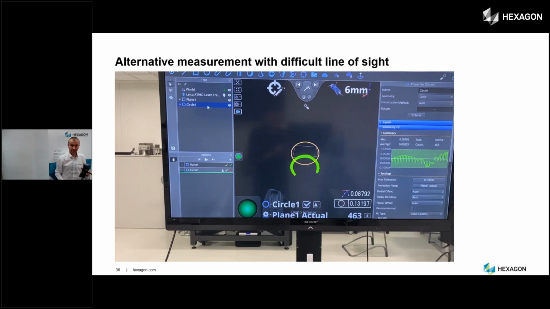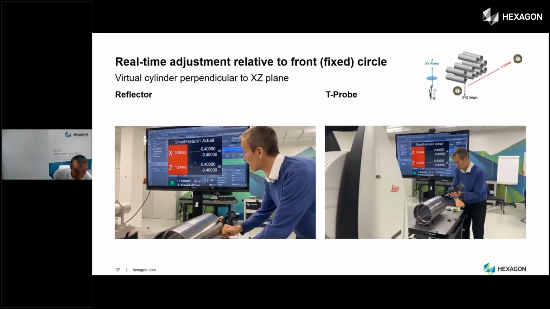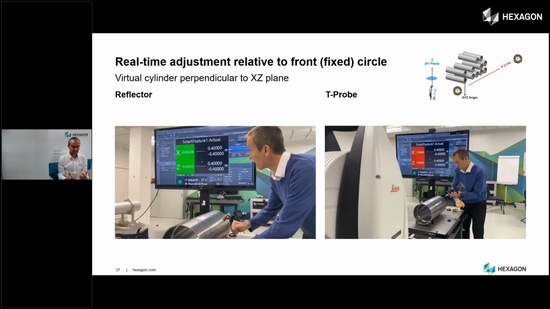And thanks to the T-probe, we can also do that when we have very, very narrow rollers, where you need to go down in between the rollers with the T-probe, even with longer extensions, so you can adjust 400, 600, 800 millimeter extensions on the T-probe. That's one of the key benefits of this technology with the AT960.